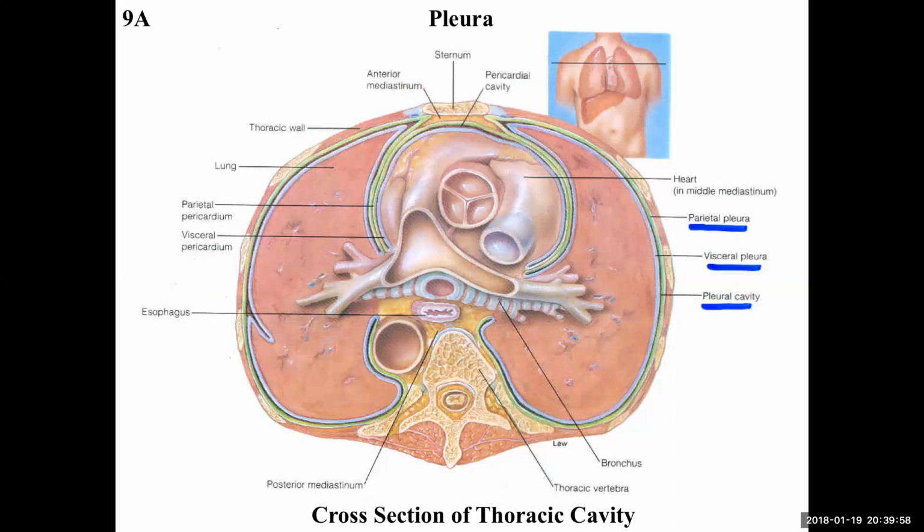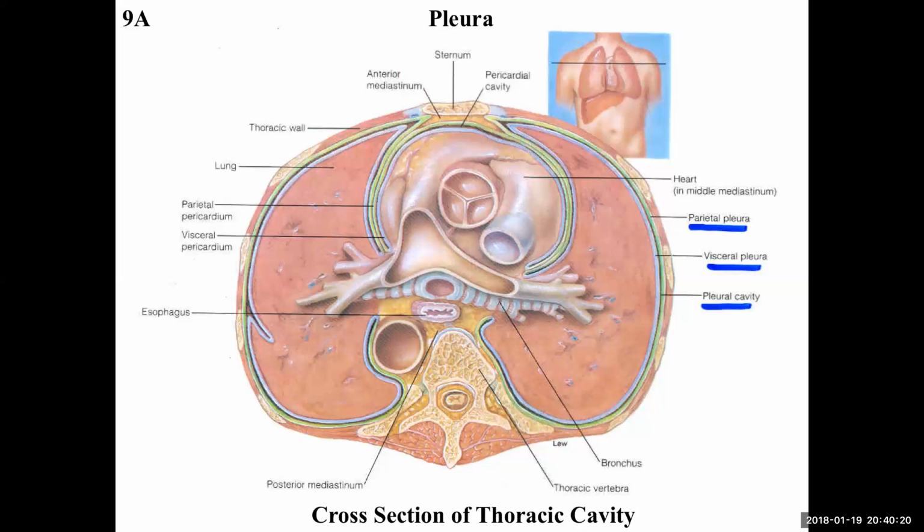And there's a fluid here which lubricates the surfaces to reduce friction as the lungs are inflating and deflating. There's a diagnostic procedure called thoracentesis, which is when you take a long needle and insert it between the ribs to extract pleural fluid to examine it for things like bacteria or cells or other materials that are not supposed to be there.